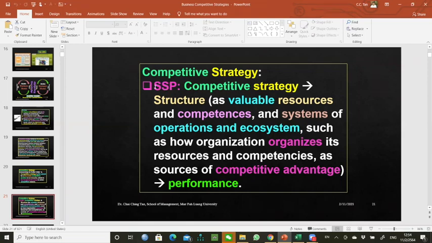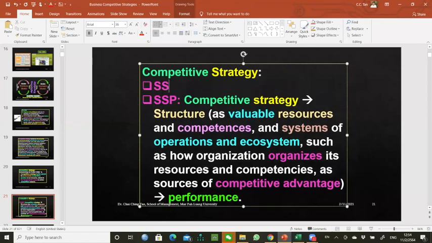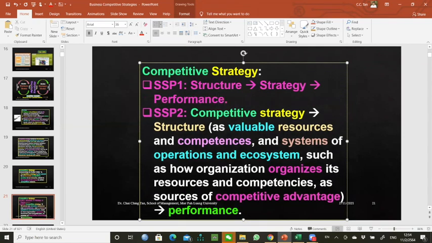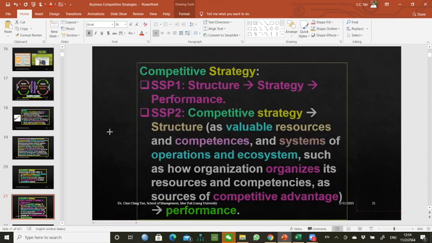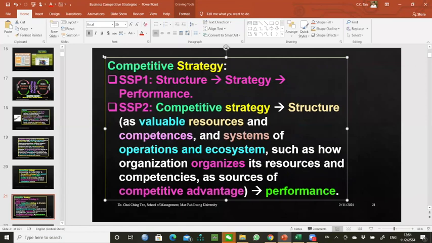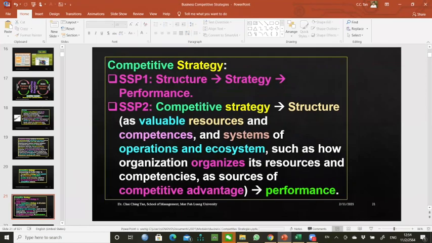So this SSP one can be structure, and SSP two can be strategy, and then the performance. So let's look at these two areas and see how you can derive your competitive strategy.